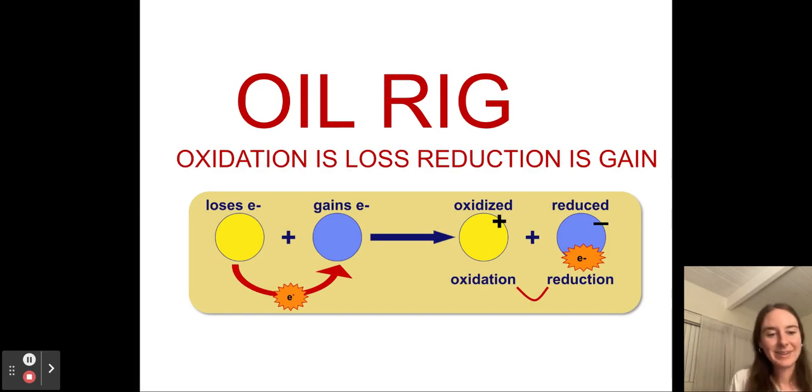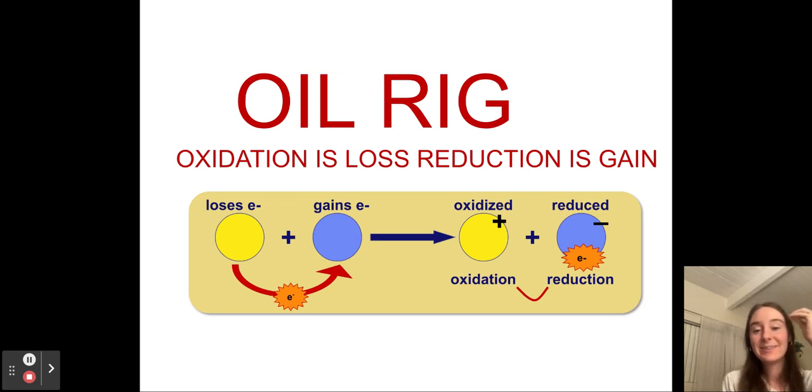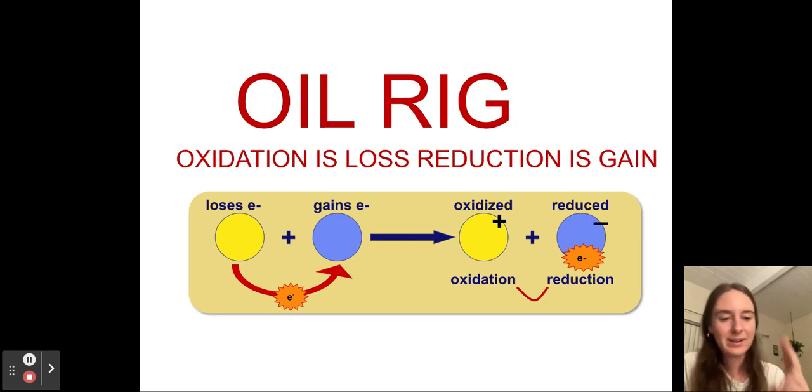Now, when I was learning this, my teacher taught me this phrase, OIL RIG. OIL RIG stands for oxidation is loss. Oxidation is loss. So oxidation is the loss of an electron. Reduction is gain. Reduction is the gain of an electron. So whenever you're thinking about redox reactions, say to yourself, OIL RIG. Write this down, know it. To this day, I think about this whenever I think of redox reactions. I always say to myself, OIL RIG, just to remind me. Oxidation, okay, losing electrons. Reduction, okay, that's it. It's gaining electrons. Okay, so keep that in your head.